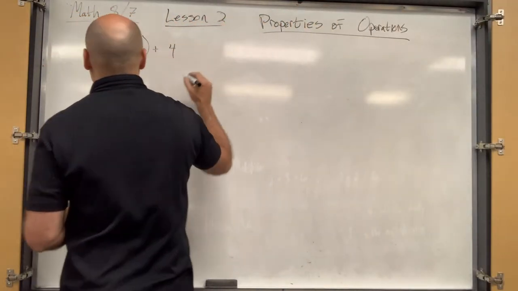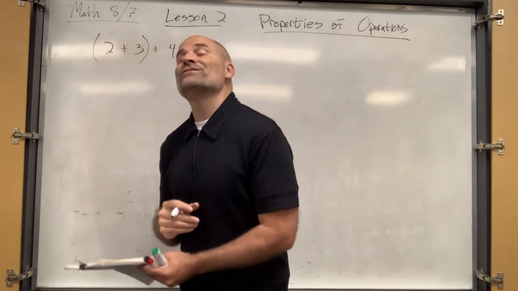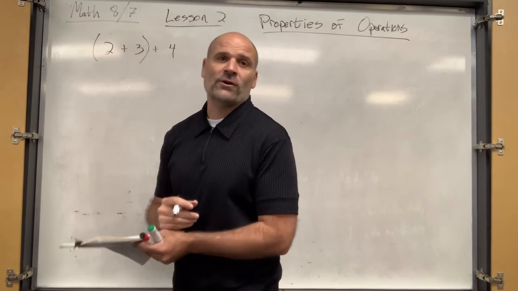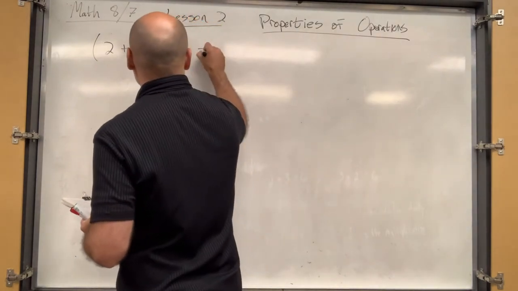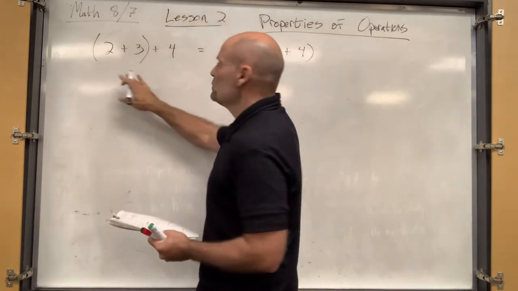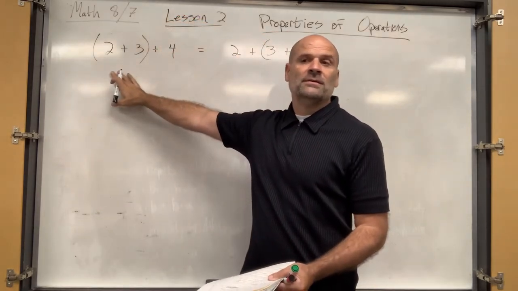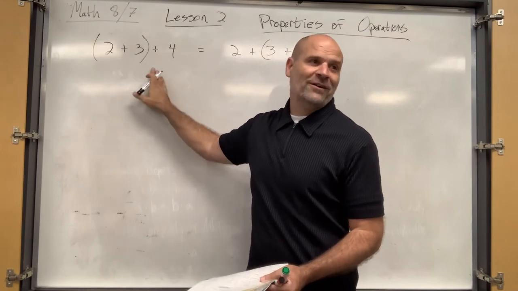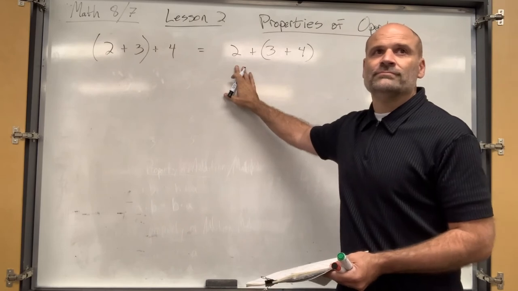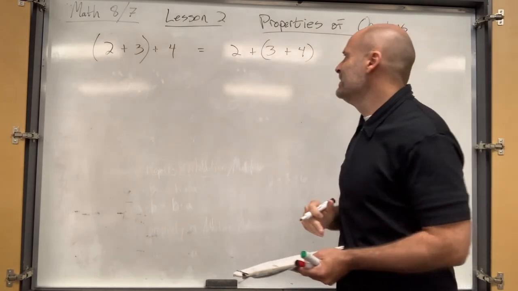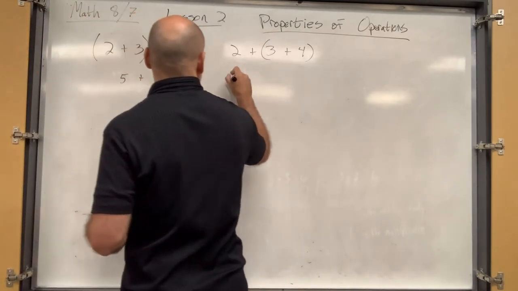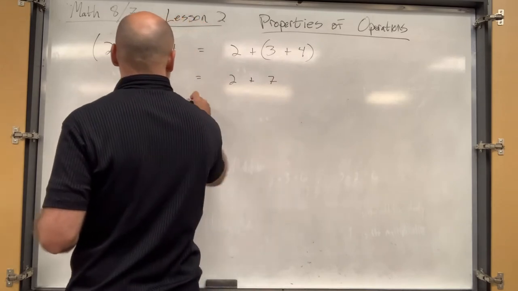So you could say (2 + 3) + 4, or you could say 2 + (3 + 4). Okay, do you see the difference? You don't, do you? It's okay. Let me say it again. (2 + 3) + 4 is the same thing as 2 + (3 + 4). Okay? So you can either do this first, 5 + 4, or you can do this first. You get 9 either way.